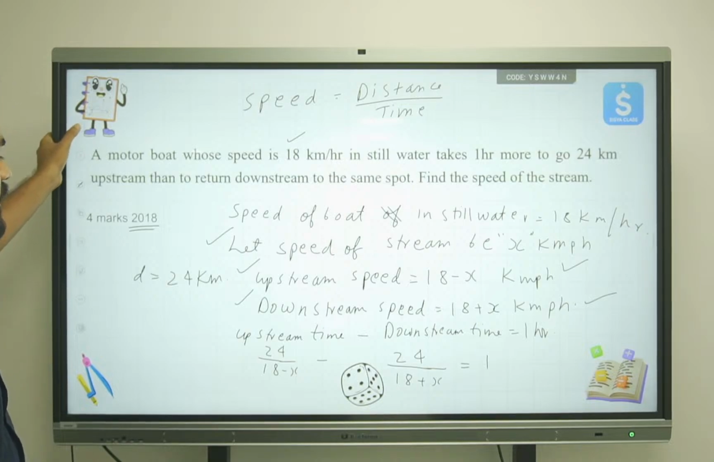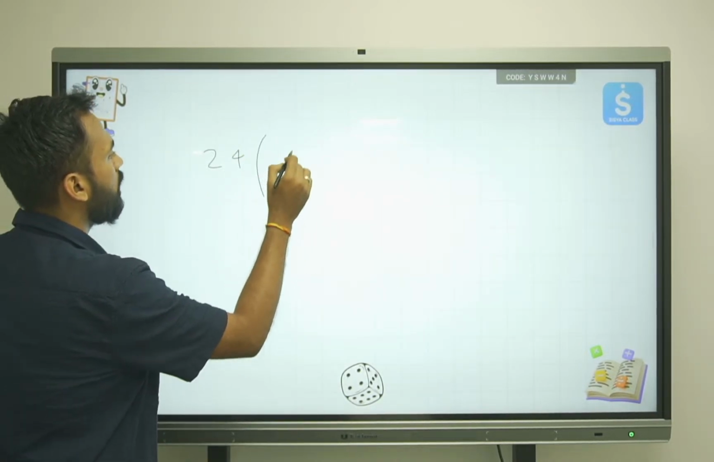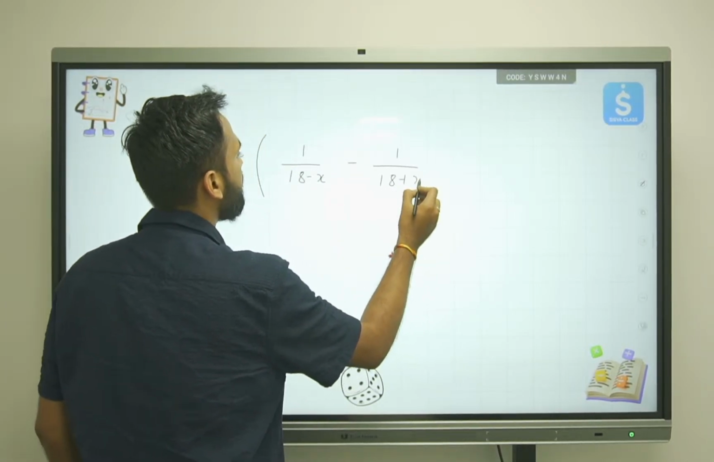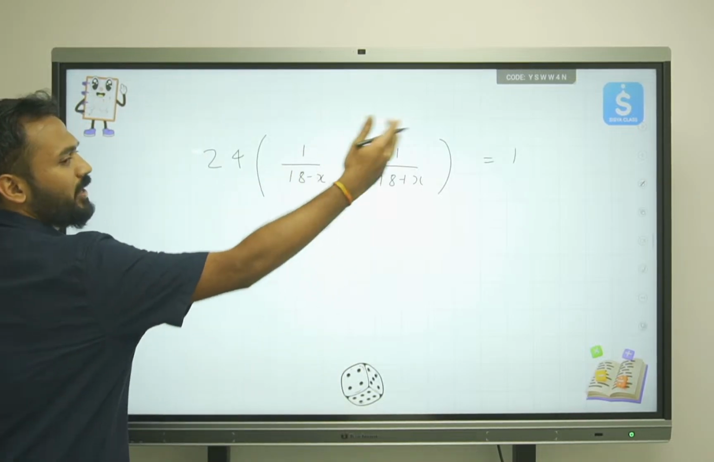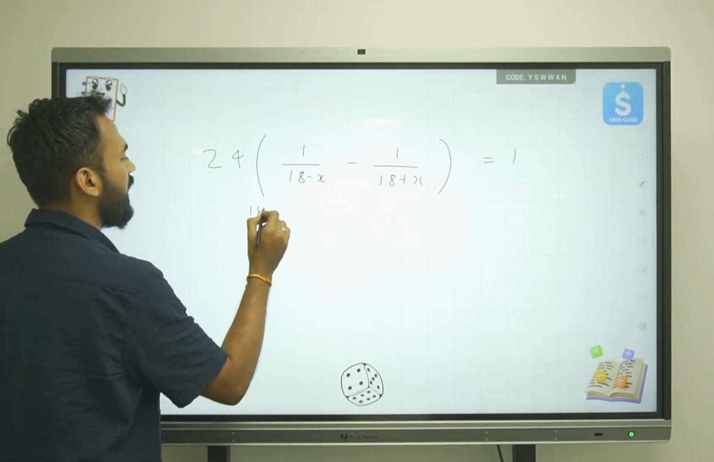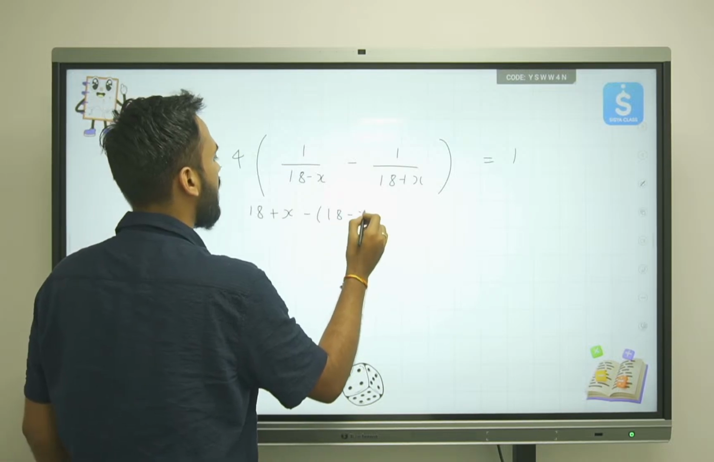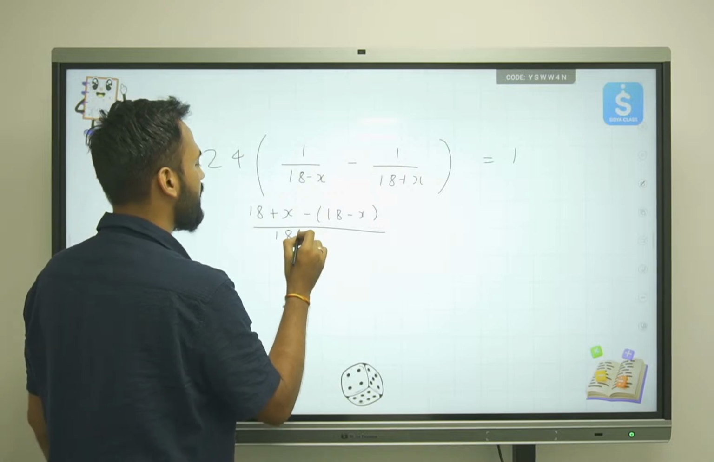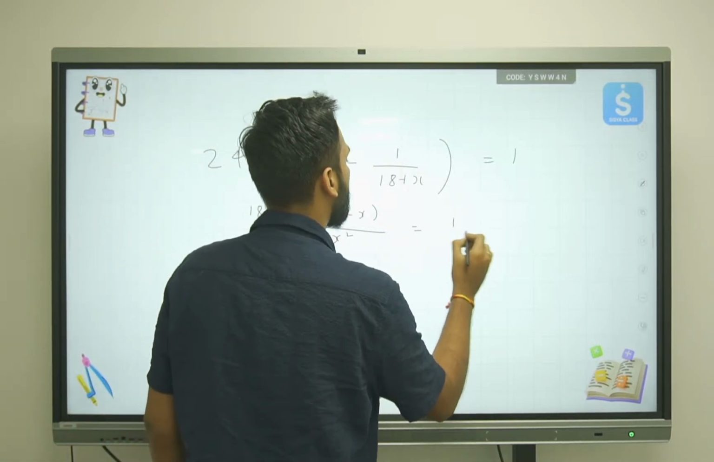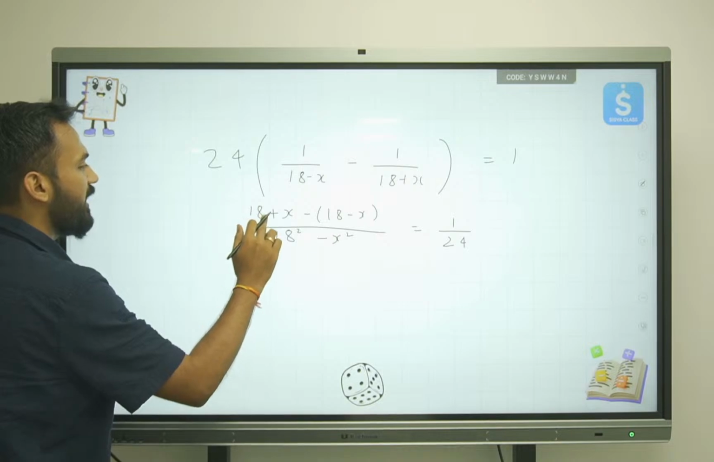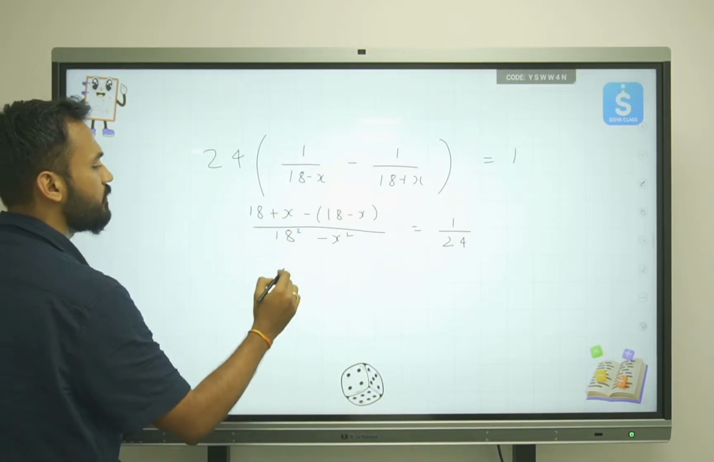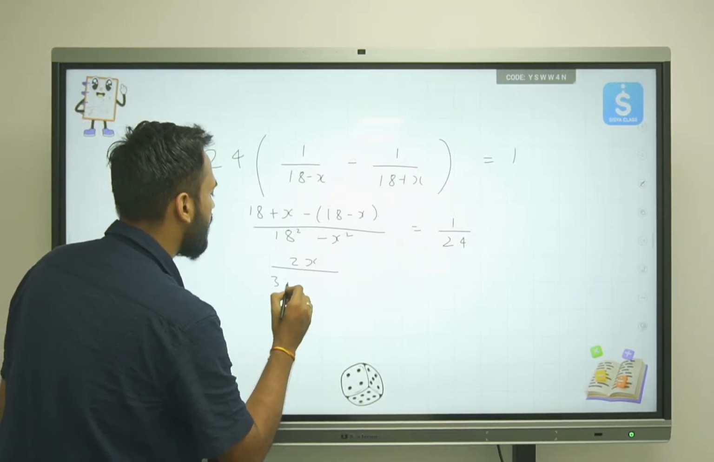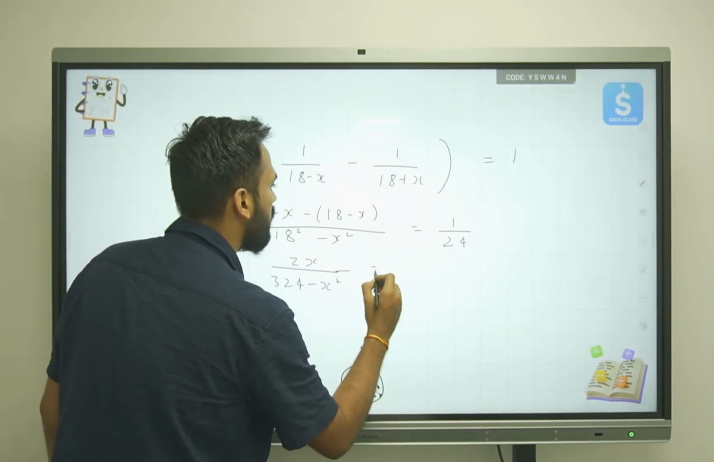Let's move ahead and simplify this. 24, let's take it to be common. 1 by 18 minus x minus 1 by 18 plus x is equal to 1. So 1 by 24, let me take over that side. This will simplify to 18 plus x minus 18 minus x upon 18 minus x multiplied by 18 plus x, which will be 18 square minus x square. This will come out to be 1 by 24. Let's simplify: 18 minus 18 is 0, x minus minus x is 2x. 2x upon 18 square, which is 324, minus x square is equal to 1 by 24.